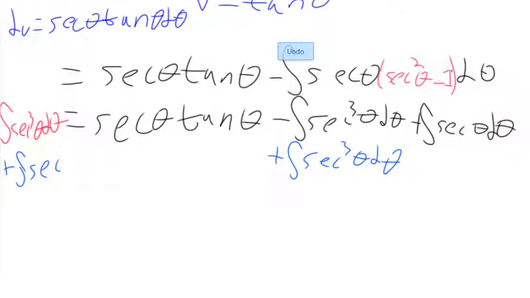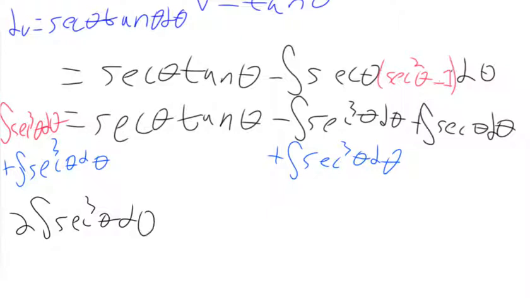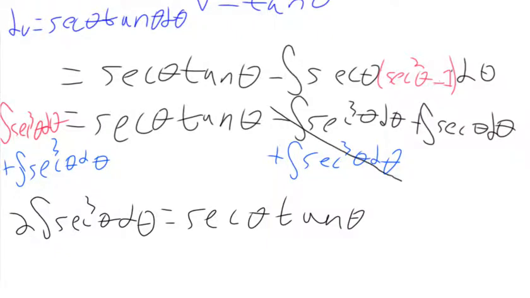Let me write this down a little better. Secant cubed theta d theta. So on the left-hand side, we have 2 integral of secant cubed theta d theta equals, this part is still the same, secant theta tangent theta. This cancels out. What's the integral of secant theta? Well, that's an integral you're probably going to want to memorize, and I've done a video on how to integrate that, and I'm just going to put down the standard result, which is natural log absolute value of secant theta plus tangent theta.